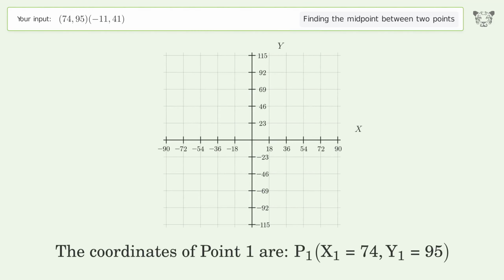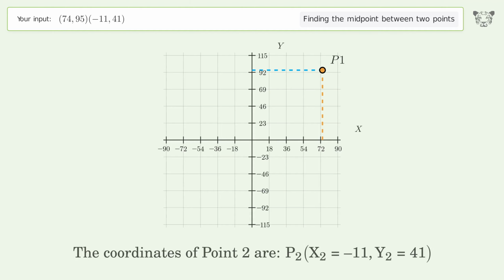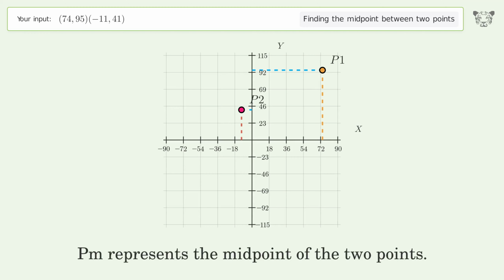The coordinates of point 1 are x1 equals 74, y1 equals 95. The coordinates of point 2 are x2 equals -11, y2 equals 41. PM represents the midpoint of the 2 points.